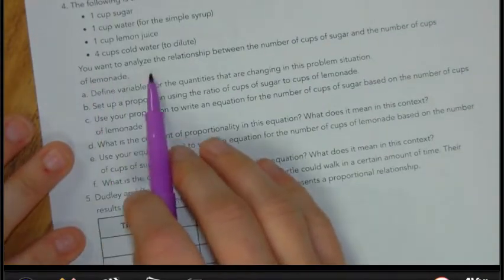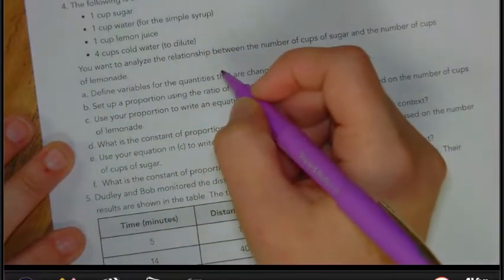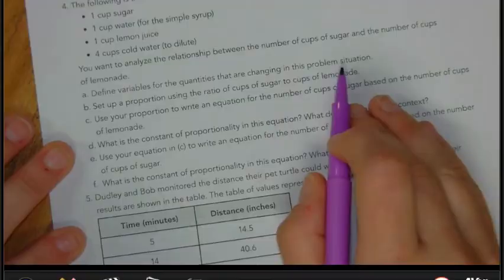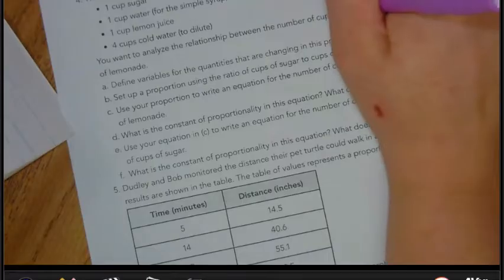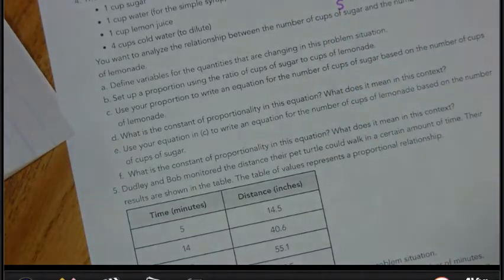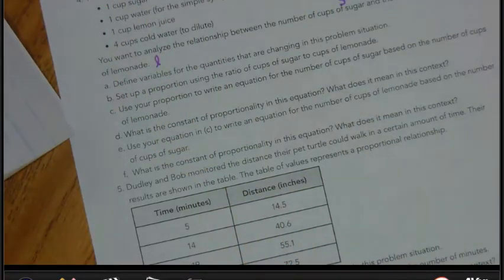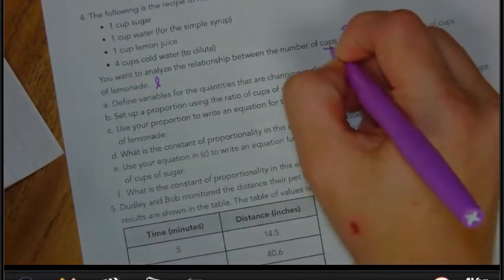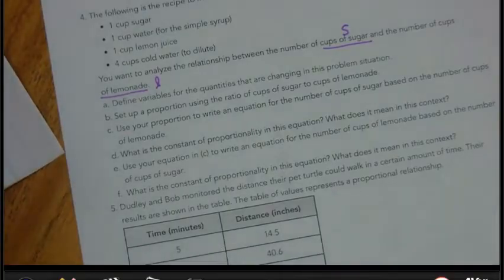All right. You want to analyze the relationship between the number of cups of sugar and the number of cups of lemonade. So to find your variables for the quantities that are changing in your problem, we're going to let S equal the cups of sugar, and we're going to let L represent the cups of lemonade. All I did was give what I'm looking for. I want to know the relationship between cups of sugar and cups of lemonade. So S is going to equal sugar, and L is going to equal cups of lemonade.